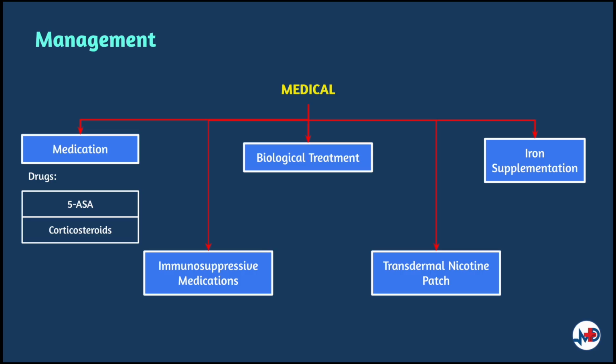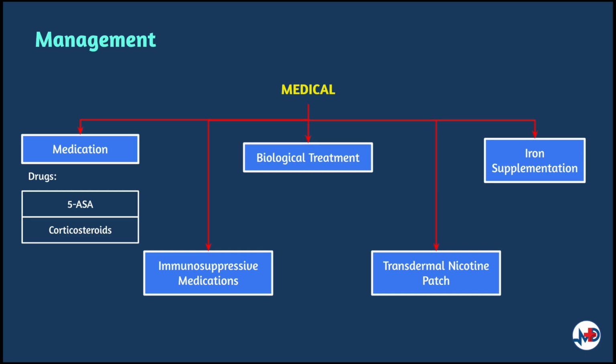Unlike aminosalicylates, biologics can cause serious side effects such as increased risk of developing extraintestinal cancers, heart failure, and weakening of the immune system, resulting in decreased ability of the immune system to clear infections and reactivation of latent infections such as tuberculosis. For this reason, people on these treatments are closely monitored and are often tested for hepatitis and tuberculosis annually. Next would be transdermal nicotine patch.